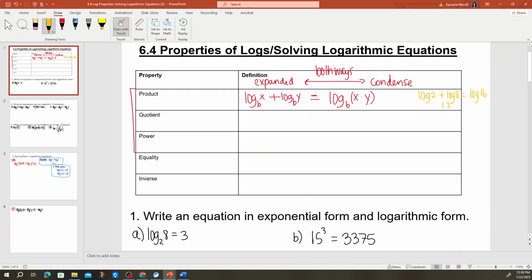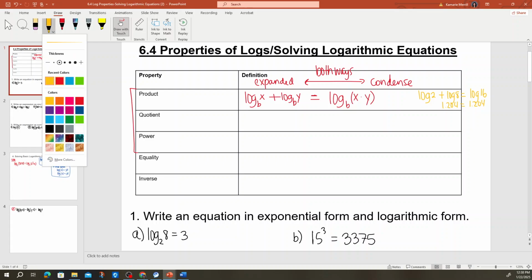1.204. Let's just stop there. 1.204. Cora, what did you get? Which was the log of 16? Yeah, 1.204. Same answer. So it just goes to show that you get the exact same answer whether you write them as a sum of 2 logs or the condensed form. Okay? All right, this is going to work for a couple other properties too.